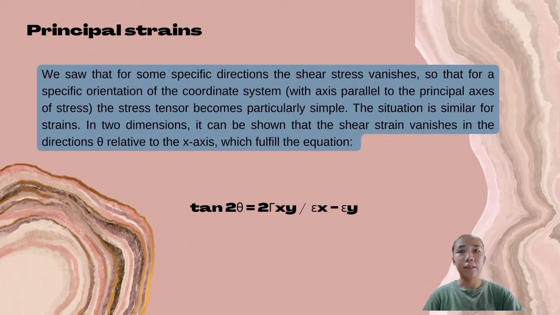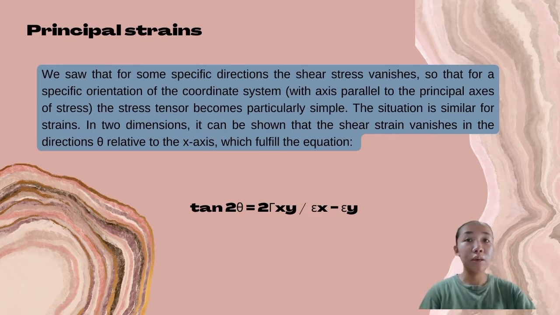In principal strains, we saw that for some specific directions the shear stress vanishes, so that for specific orientations of the coordinate system with axes parallel to the principal axes of stress, the stress tensor becomes particularly simple. The situation is similar for strains in two dimensions. It can be shown that the shear strain vanishes in the directions theta relative to the x-axis which fulfill the equation. So in two dimensions, there are two orthogonal directions for which the shear strain vanishes. These directions are called the principal axes of strain. The elongations in the directions of the principal axes of strain are called the principal strains.